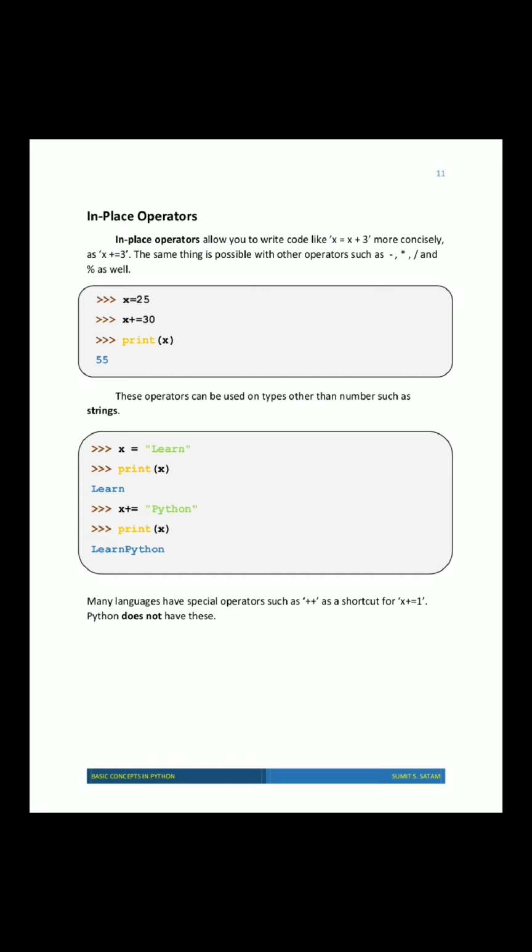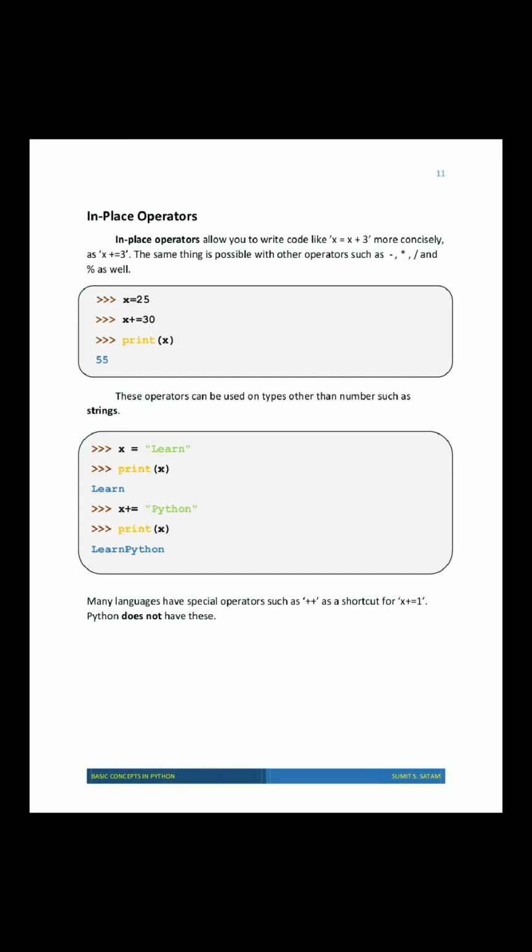For example, x is given as 25. If I do x += 30, it is equivalent to writing x equals x plus 30. In short, this is the shorthand notation. If we are writing x += 30, alright, then the answer will be the same, that is 25 plus 30, that is 55.